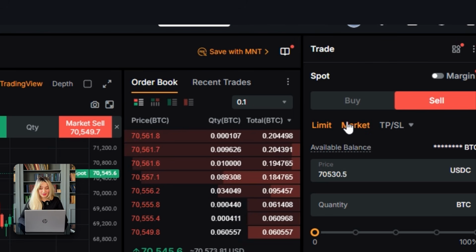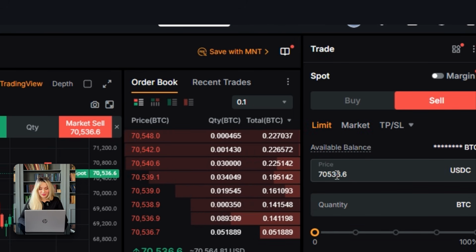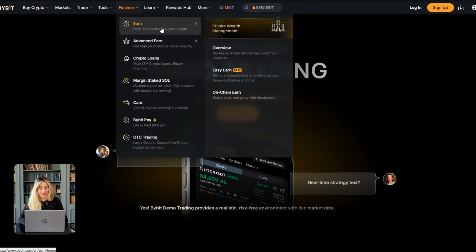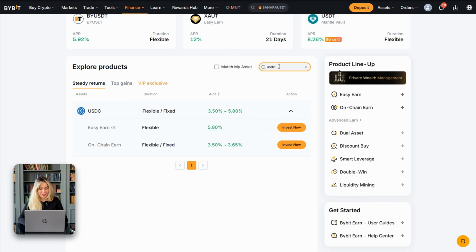Selling works exactly the same. Just switch to the Sell tab. You can sell instantly with a market order or set your own price with a limit order. Now, let's talk about earning. Go to Finance, then Earn. Here, you can stake your crypto and earn interest. For example, USDC can earn up to 7% annually depending on conditions. Just remember, higher return usually means higher risk.